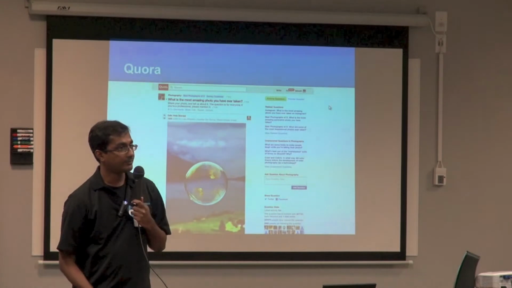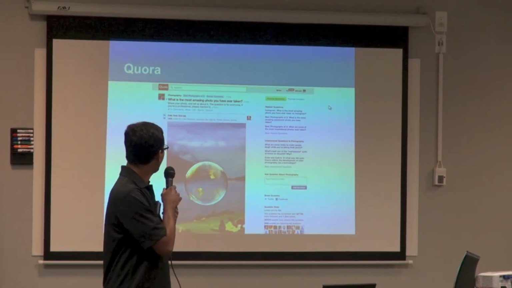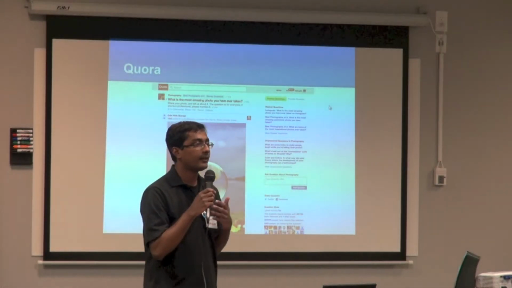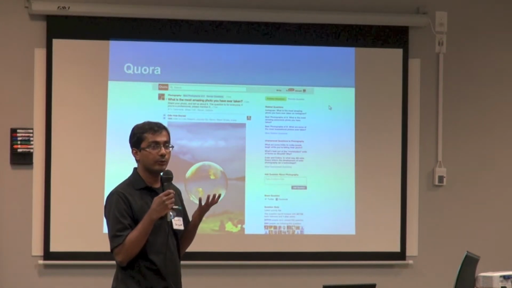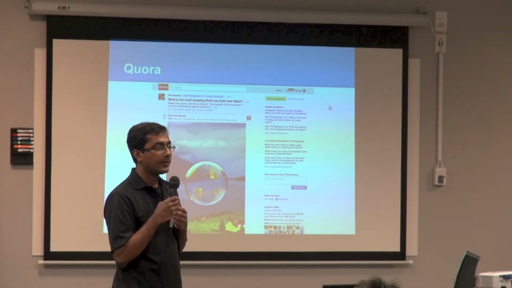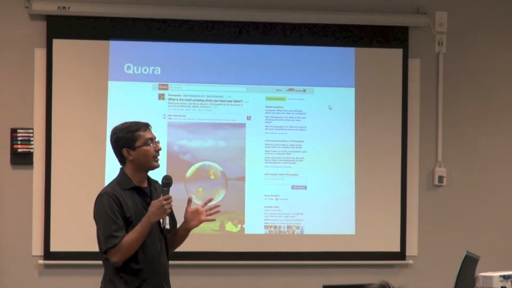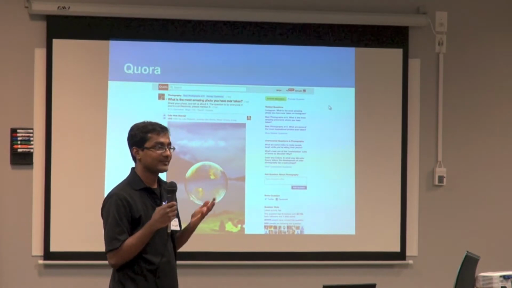Another example is Quora, right? There are plenty of such examples of a browse paradigm. We're looking at a question about the most amazing photo that you've ever taken. And on the right, which might be hard to read, are other questions related to photos. Once again, Quora is the exact same thing. You start with one question, and before you know it, it's half an hour gone just clicking these recommendations, right?